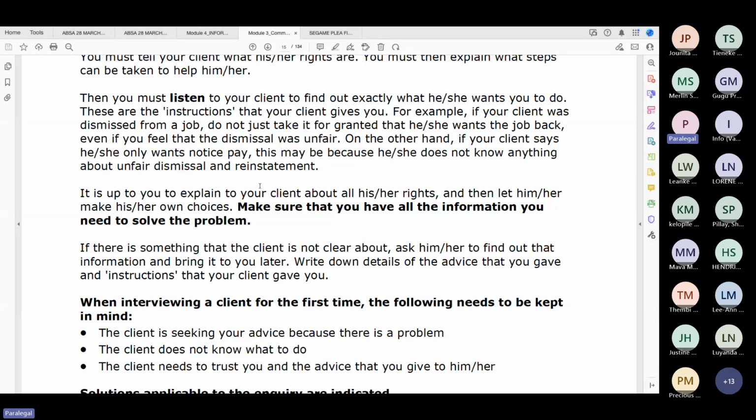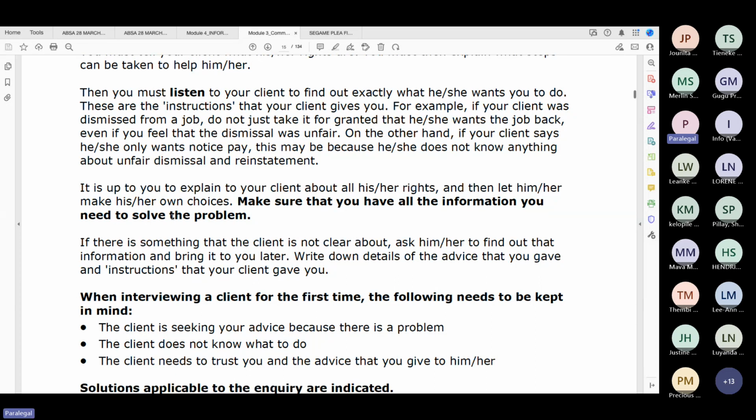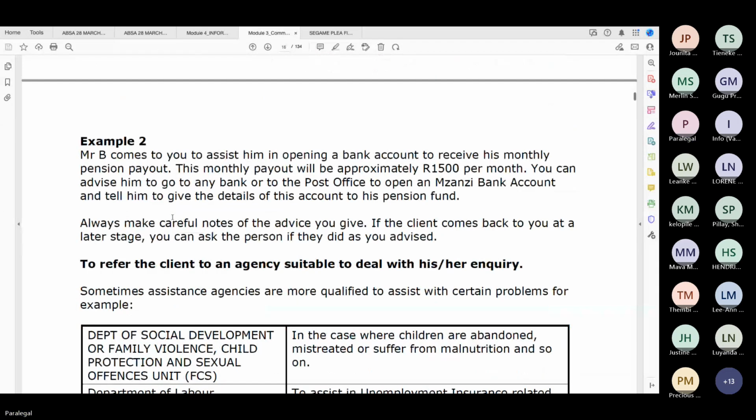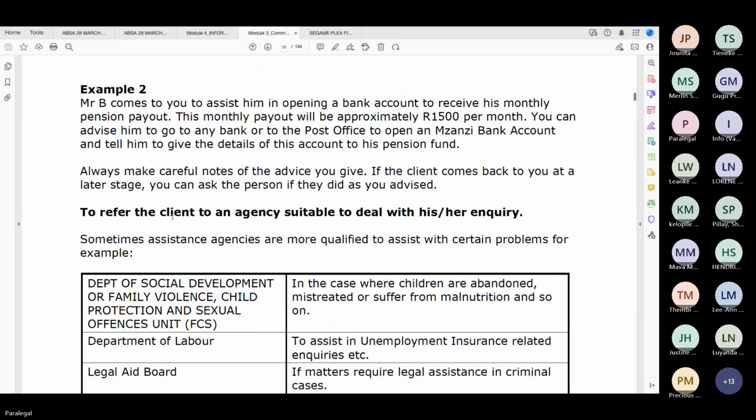When you are a candidate attorney, when you are a paralegal, we expect you in between to assist us with this. Example number 2, Mr. B comes to you to assist him in opening a bank account to receive his monthly pension payout. This monthly pension will be approximately 1,500 per month. You can advise him to go to any bank or to Post Bank to open the Mzansi bank account and tell him to give details of his account to his pension fund.